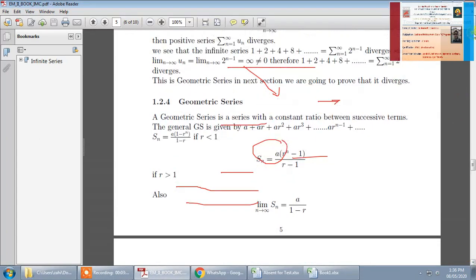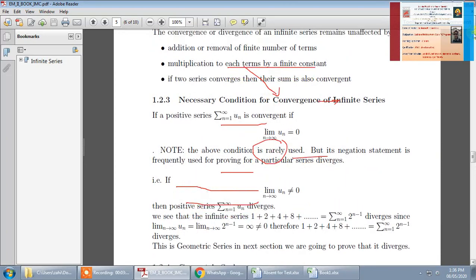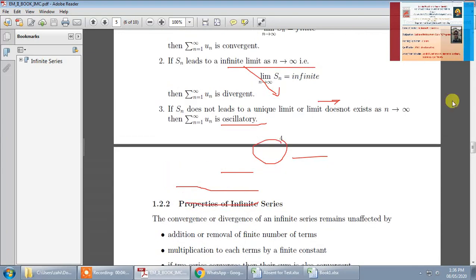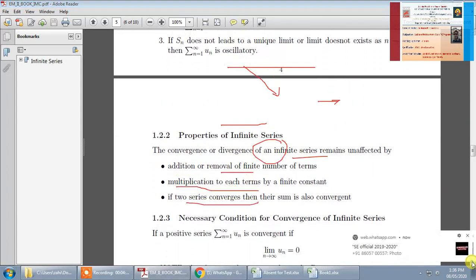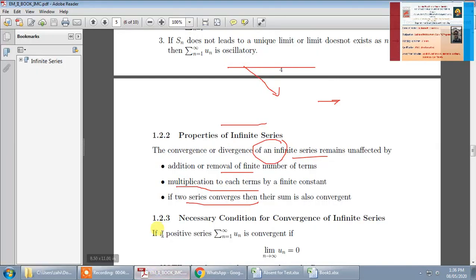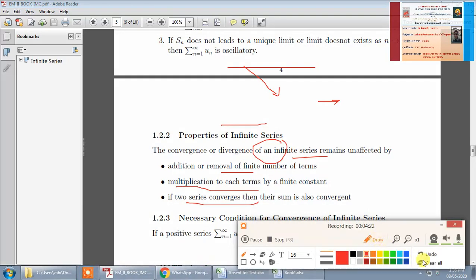Now let us have examples. Before that, let us have some properties of infinite series. So the first property is like this.